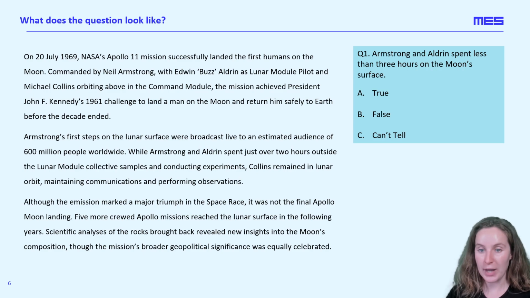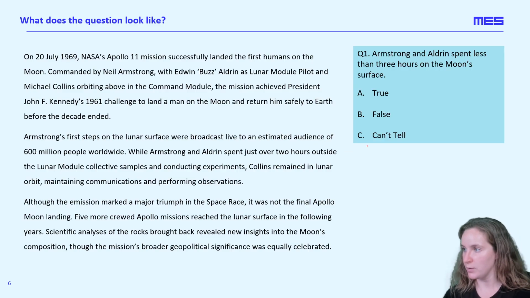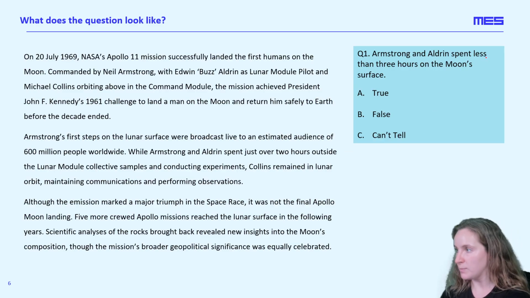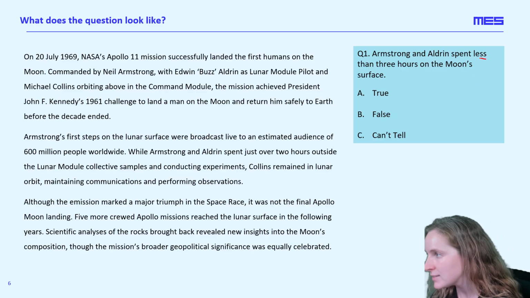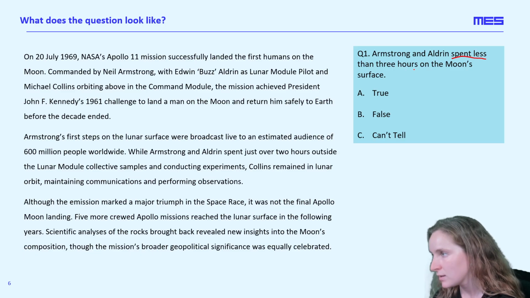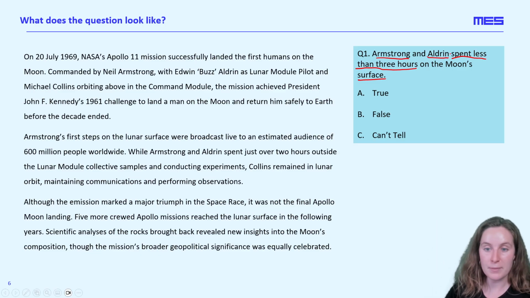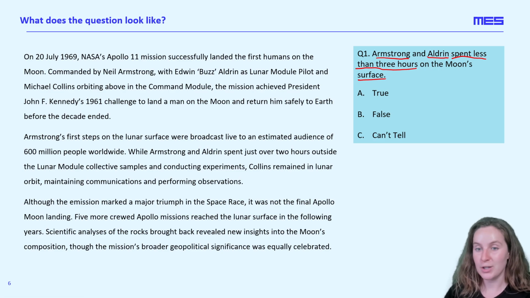So first we're going to look at the question itself. Armstrong and Aldrin spent less than 3 hours on the surface of the moon. So we know that we're going to be looking for less than 3 hours on the surface of the moon, and these 2 people. Okay. If you know a lot about the moon landings, remember to check your knowledge at the door, because we're using just what we've got.